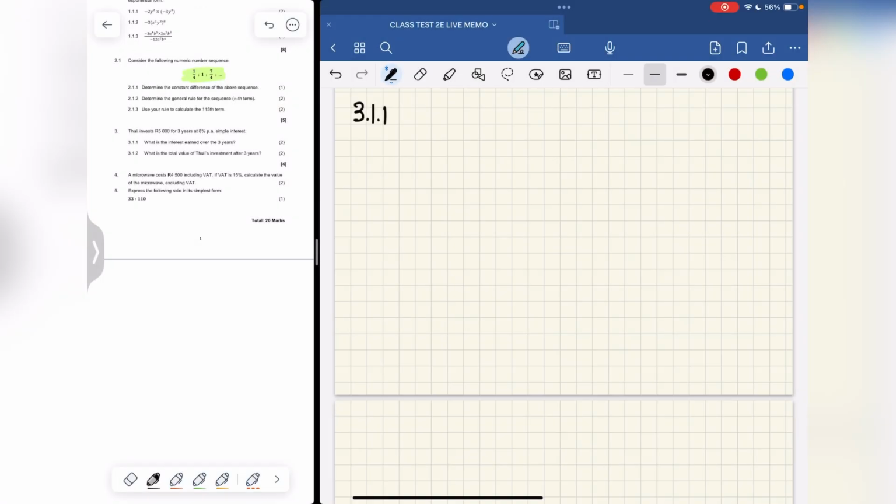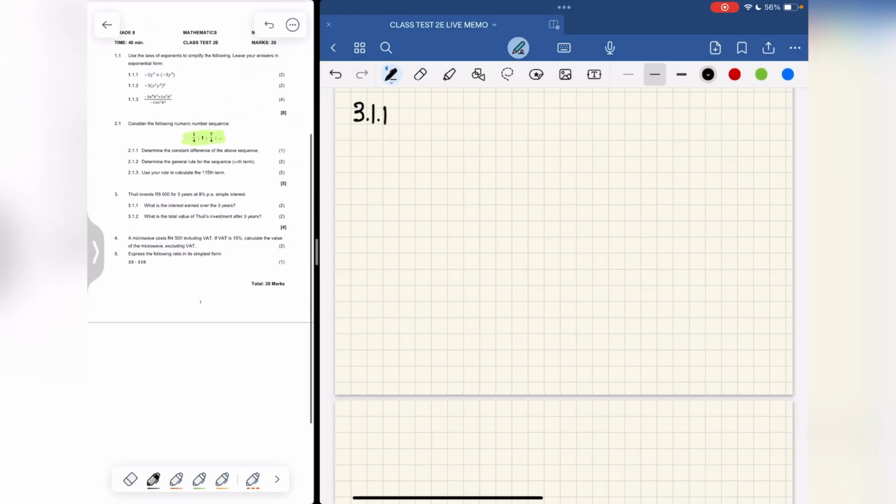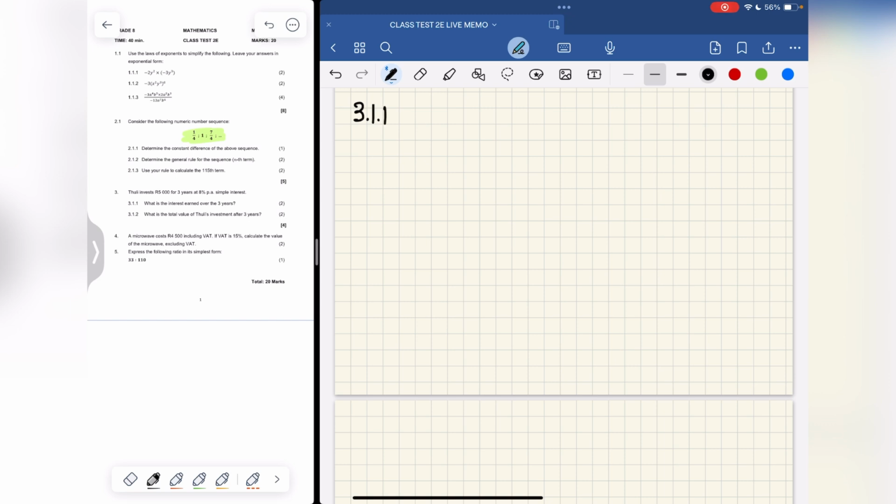Question 3. Thule invests 5,000 Rand for 3 years at 8% per annum simple interest. 3.1.1 then asks what is the interest earned over the 3 years. So once again, I'm going to use the simple interest formula, which is P times R times N divided by 100.